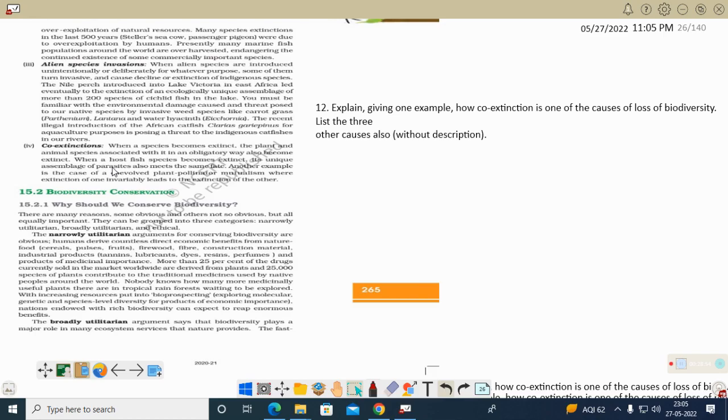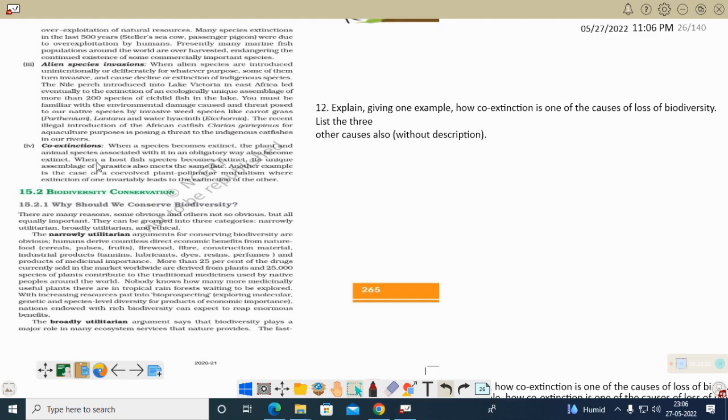Two examples are given here. If a host fish species becomes extinct, its unique assemblage of parasites also meets the same fate, because they are losing their host. Because of that, the parasite also undergoes extinction. So co-extinction occurs in parasitism in this way. And the co-evolved plant and pollinators are in a mutual relationship, where if one group undergoes extinction, the other group also will undergo extinction. That is also an obligatory relationship, but a mutual one.